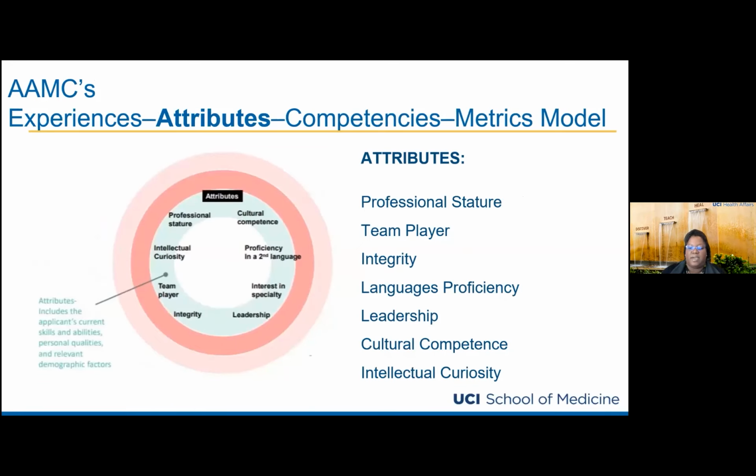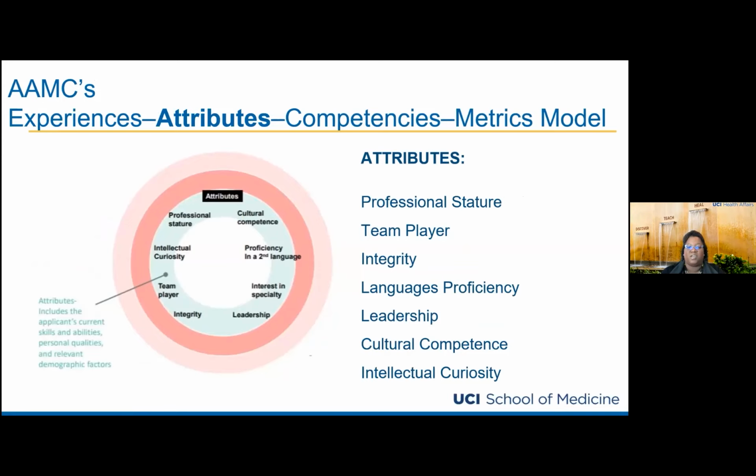When we shift to attributes, we're looking more here for an individual's overall growth and development and achievement when it comes to their attributes as part of a holistic review. So what particular skills and abilities or personal qualities do they bring to the table that are highlighted in their application? That could be how they worked as part of a team, whether it be through a student organization, volunteer service, research, or a project.